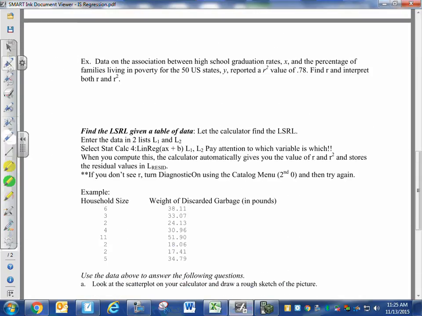Moving to the next page. Here's an example. Data on the association between high school graduation rates, so high school graduation rate is X. That's our explanatory variable. And the percentage of families living in poverty, so percentage of poverty is Y. I reported an R squared value of 0.78. That's what was reported. Find R and interpret both R and R squared.